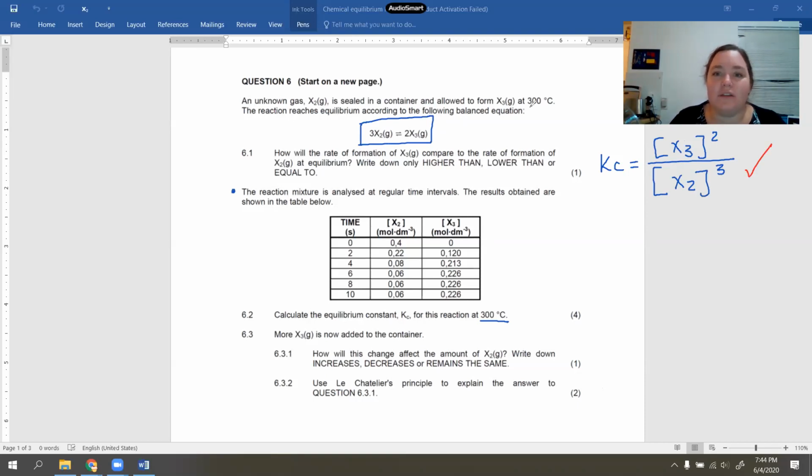Then we need to go and ask ourselves, which values are we going to sub in? Now, they're really nice. You didn't have to do your initial, your change, your final. You just plug it straight in here. We've got a question. When do we reach equilibrium?